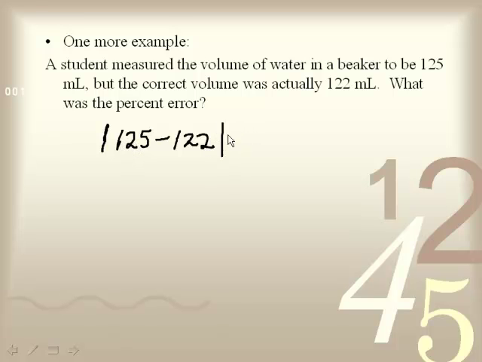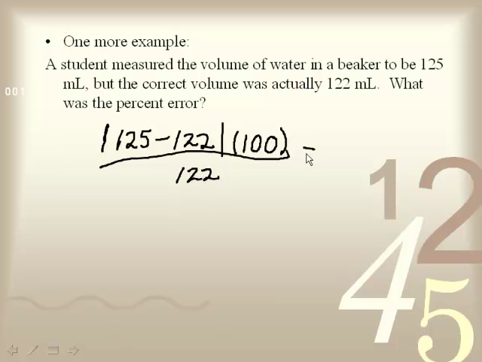Oftentimes students ask me, well, which one do I put first? And the answer is it doesn't really matter, because you just want to know the difference between the two. You're not worried about it being negative or positive. Alright, so we got times 100, and we want to divide by what it was supposed to be, which is 122.